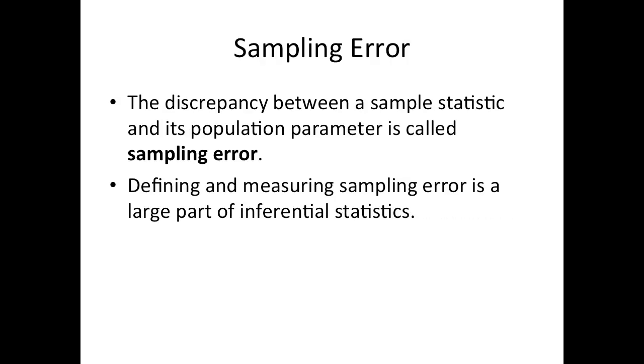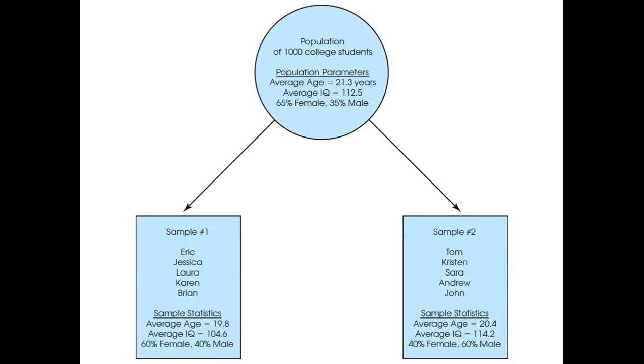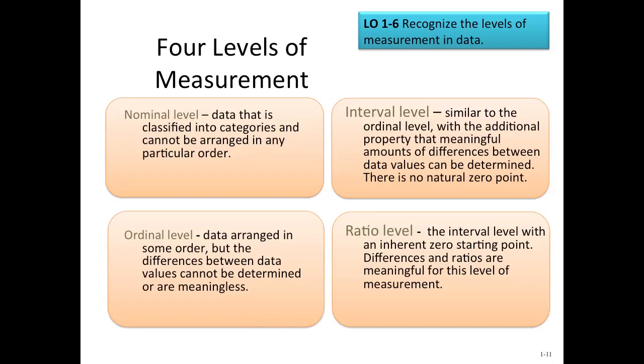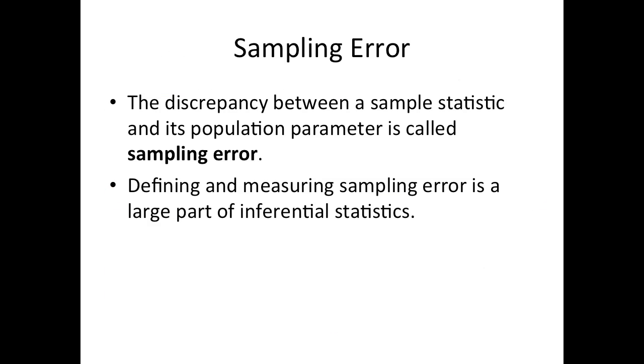All right, and the difference between a sample statistic and a population parameter is called sampling error. So here, these differences between these two samples is sampling error that correspond to the population parameter. So a lot of what inferential statistics is about is measuring and defining how large and the role that sampling error plays in our inferences.